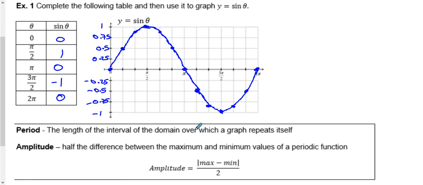Basically, your amplitude is if you take your maximum value, and in this case it's 1, the highest number we got to is 1, and you subtract your minimum value. In this case, our minimum value is -1, so 1 minus -1 is +2, divided by 2, and that's just 1. So that means you are a distance of 1 away from your x-axis, and that's going to be the same down here to get to your max and to get to your min. So that's our amplitude.